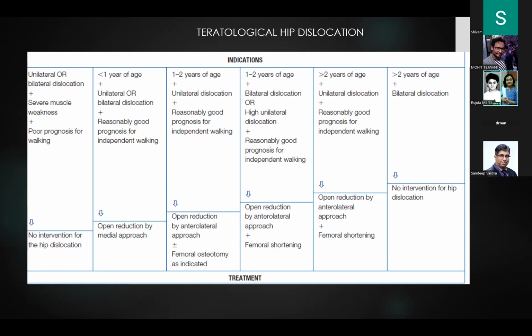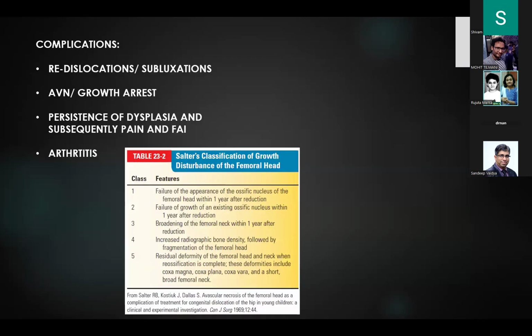And if there is a bilateral dislocation or a high unilateral dislocation with reasonably good prognosis for independent walking from 1 to 2 years of age, then we may do an open reduction along with femoral shortening. For above 2 years of age, if it is a bilateral dislocation, we usually leave the child alone. But if it is a unilateral dislocation with a good prognosis for walking, then an open reduction by anterolateral approach and femoral shortening may be attempted.